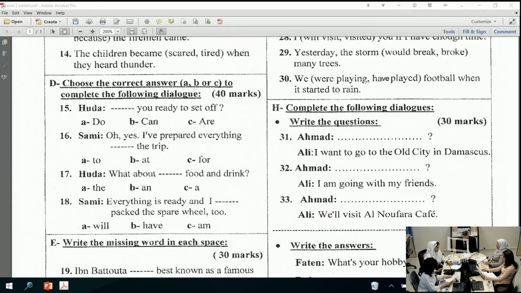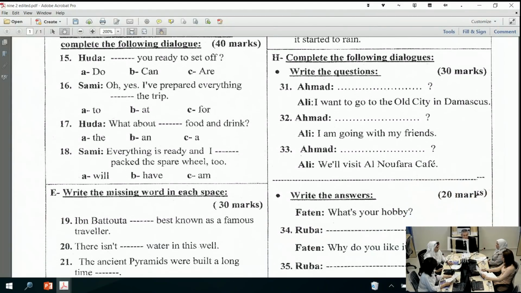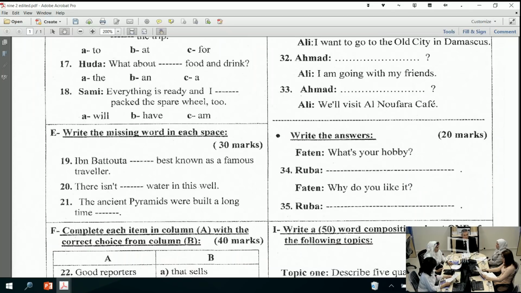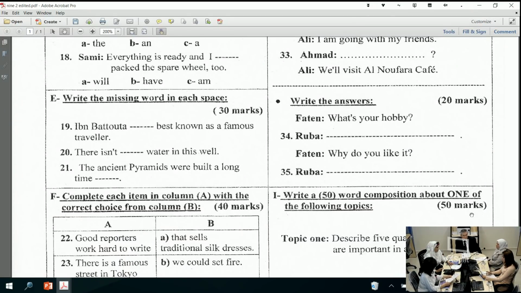Everything is ready, and I packed the spare wheel too. We have three choices: will, have, and am. Here we have verb 3, packed, so we choose have. Here we have present perfect. So the other choices are wrong.